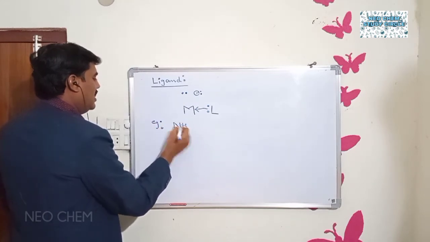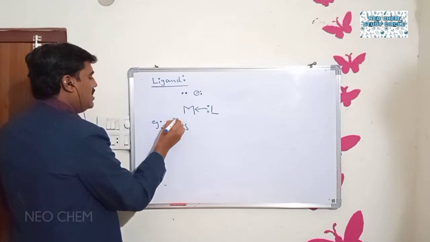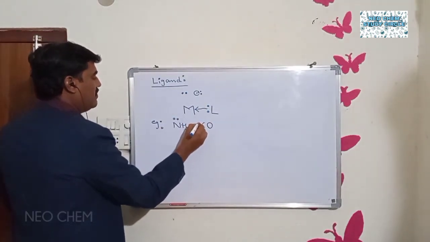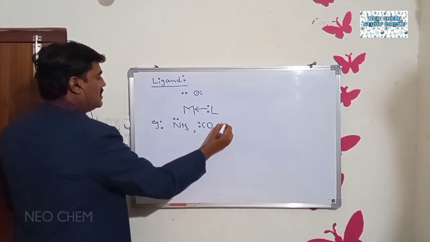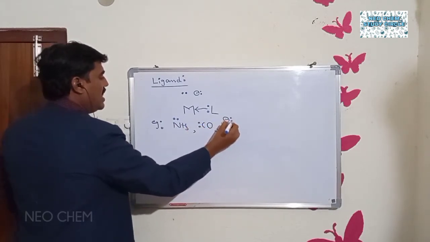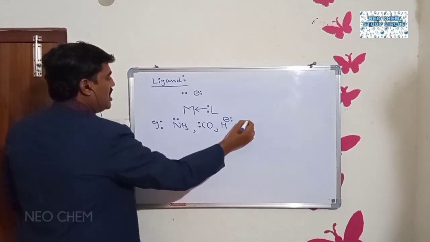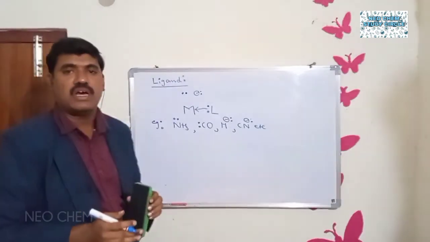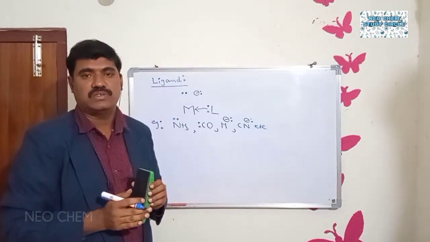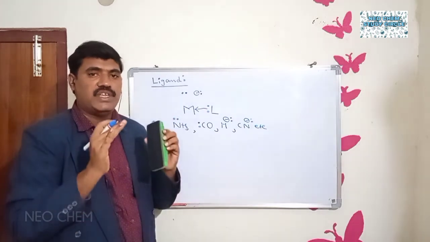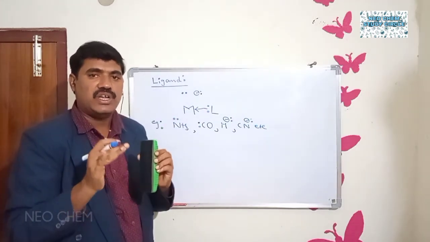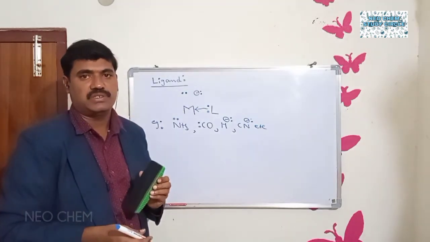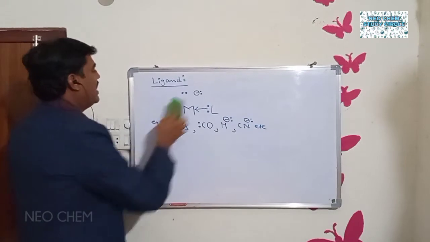NH3, it carries one lone pair of electrons. Next, CO, carbon monoxide, it carries one lone pair of electrons. Next, H minus, hydride ion. Next, CN minus ion, cyanide ion, etc. This is about the definition of ligands. Don't forget, if a species acts as a ligand, it should have either a lone pair of electrons or a negatively charged electron pair. This is about the ligands.